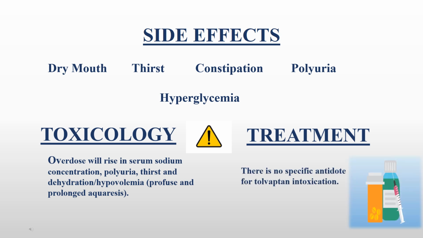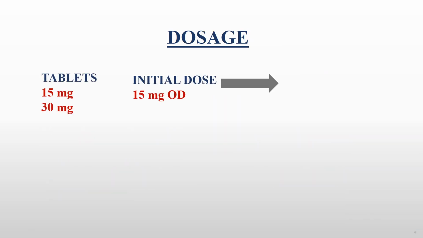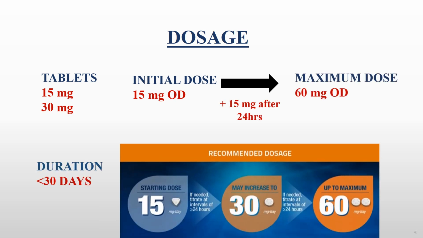Let's move to side effects. These are some important side effects of tolvaptan, mainly related to the renal system. It can cause dry mouth because of more excretion of water with urine. Asthenia, which means lack of energy. Increased thirst in the patient. Constipation, polyuria, which means diluted urine, and hyperglycemia.